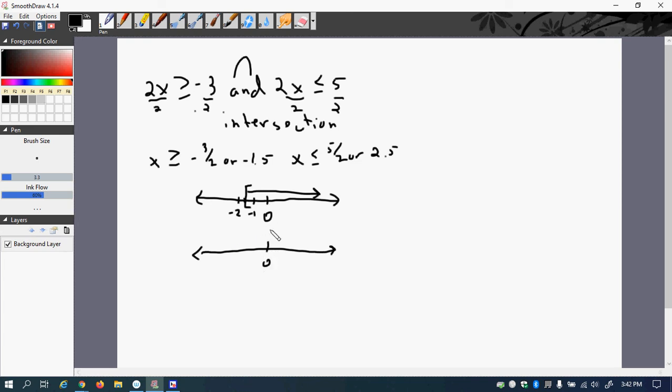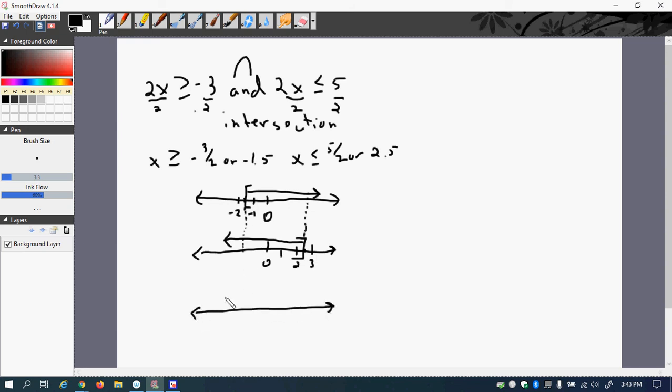I write 0 kind of together. And now it says x is less than or equal to 2.5. So I go to here, 1, 2, and here's 3. So 2.5 would be somewhere in the middle. And it's everything less than that. So I have a bracket, and it's everything in this direction. Now I can see where the intersection is. If I was to draw a dotted line, I could see here's where they share the same numbers, the same solutions to their system. So then I could put them together.